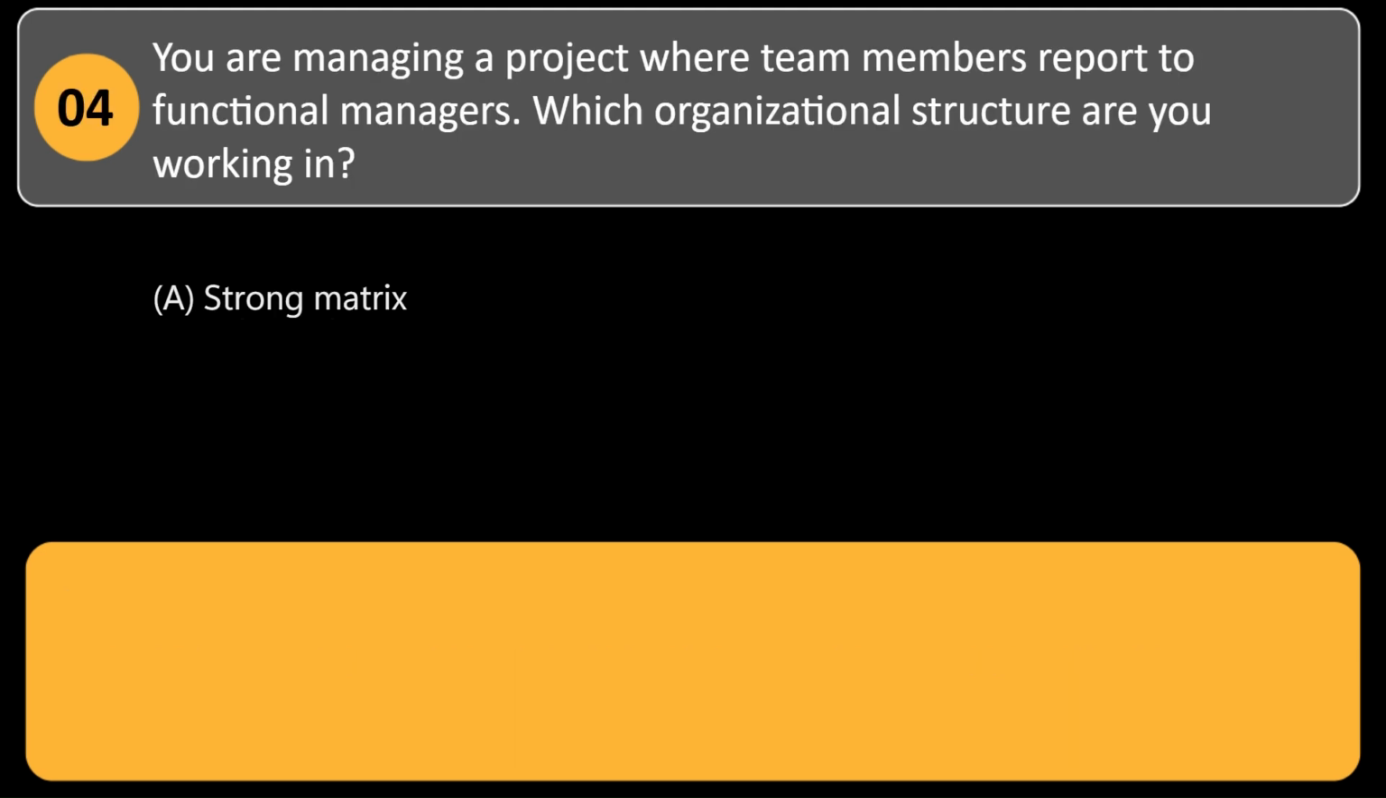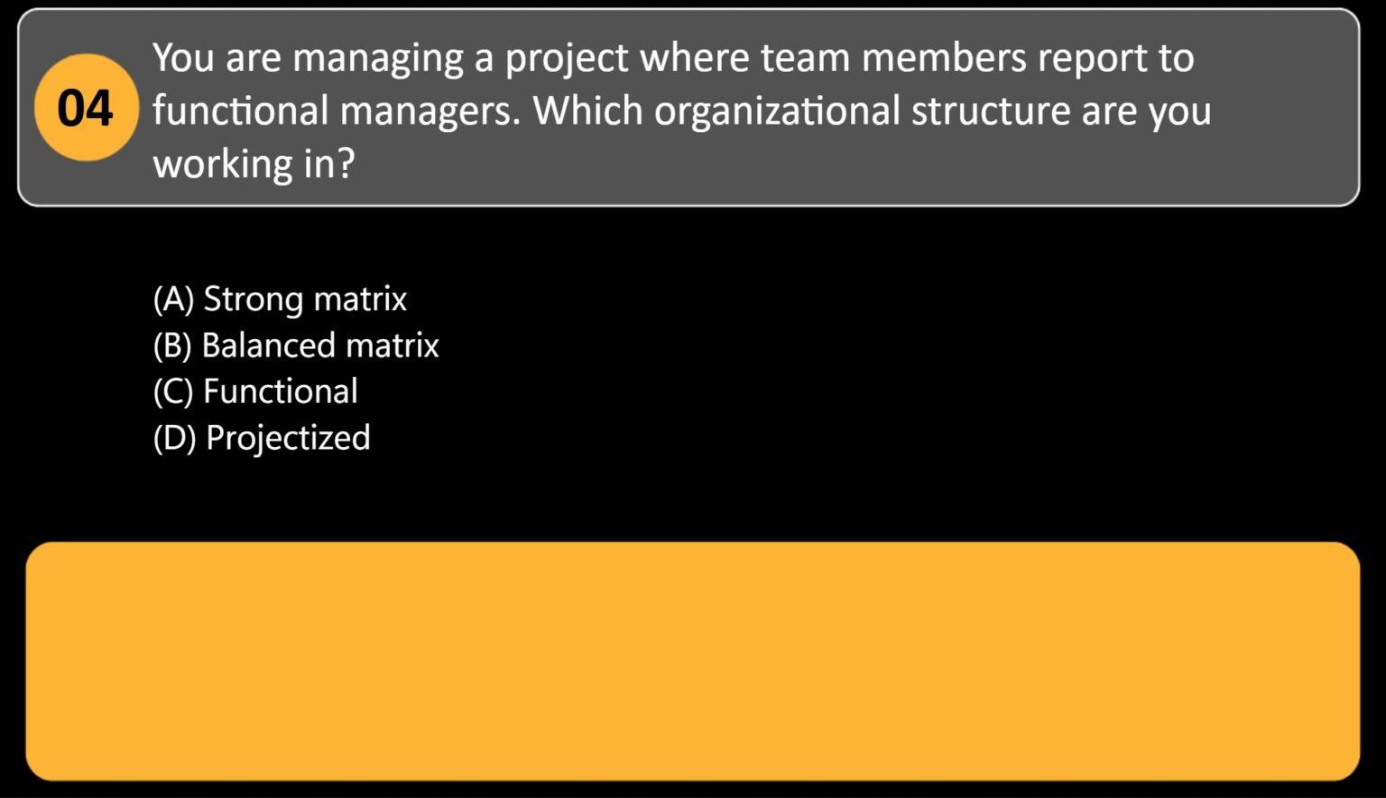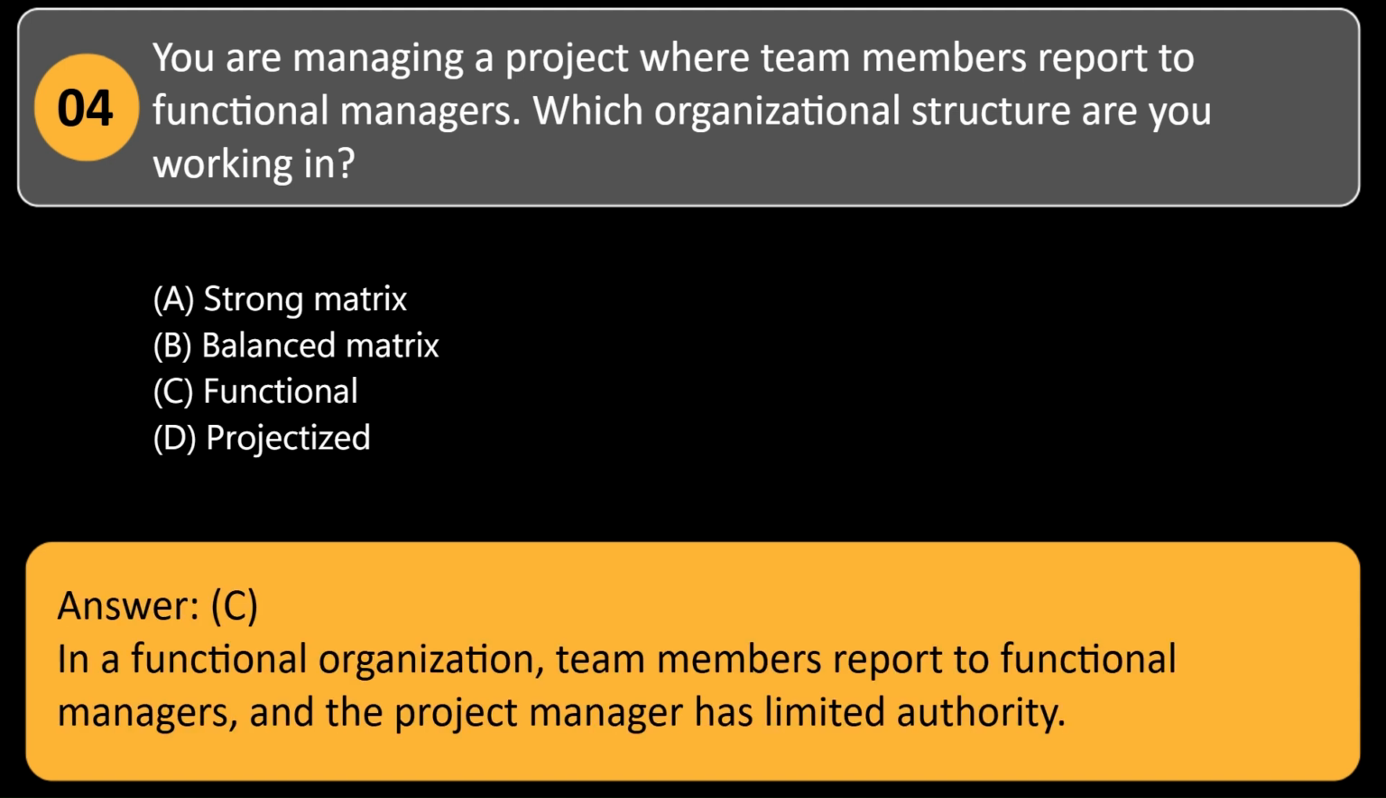You are managing a project where team members report to functional managers. Which organizational structure are you working in? A. Strong matrix. B. Balanced matrix. C. Functional. D. Projectized. Answer: C. In a functional organization, team members report to functional managers, and the project manager has limited authority.